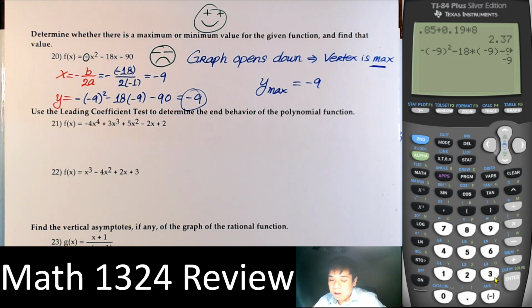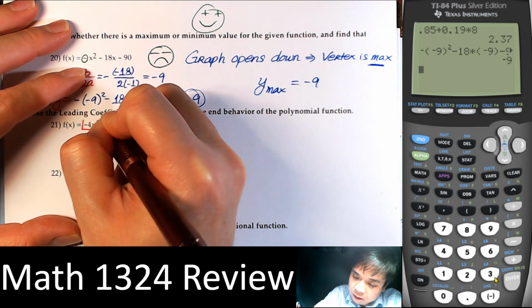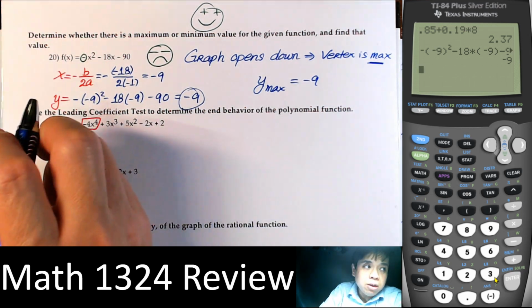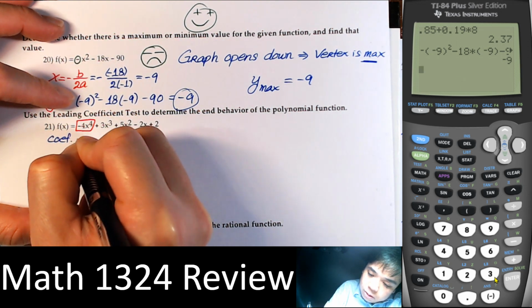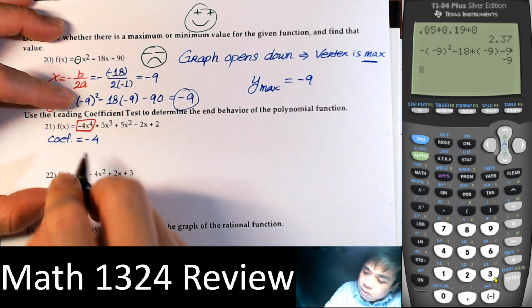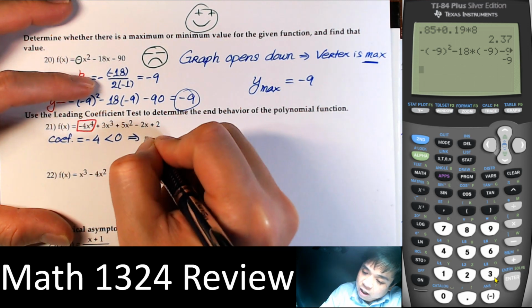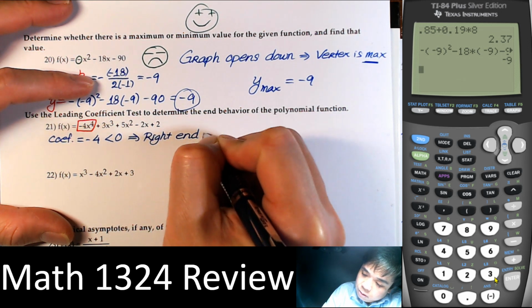Do these two problems together. Find the leading coefficient test to determine the end behavior of the polynomial function. So we look at the highest power term, which will be this one. The coefficient is negative 4. It is negative, so we have the right end go down.